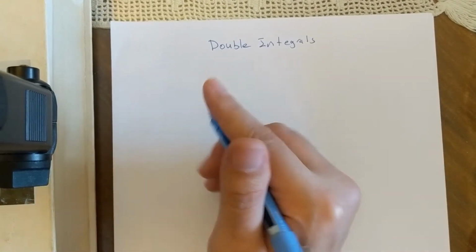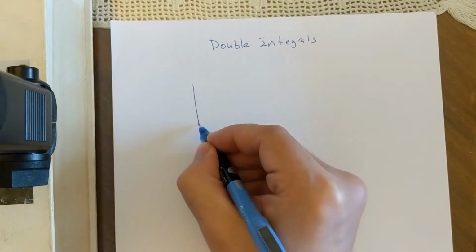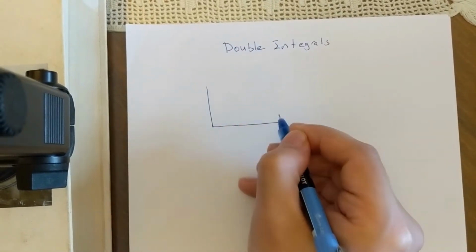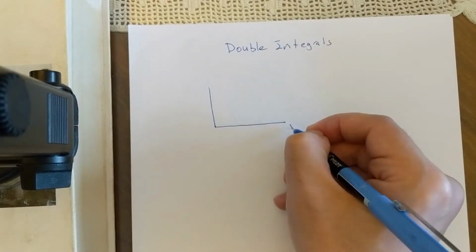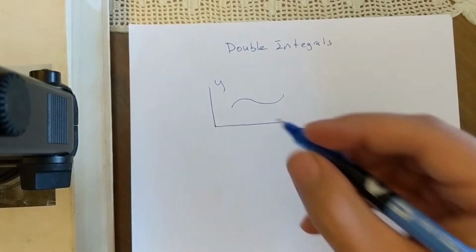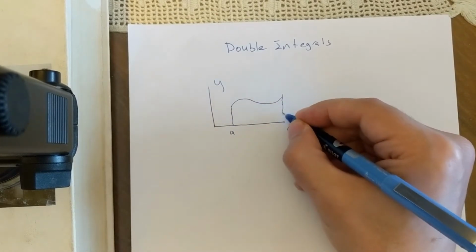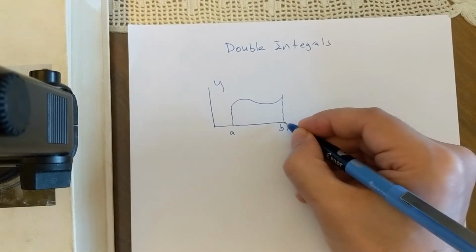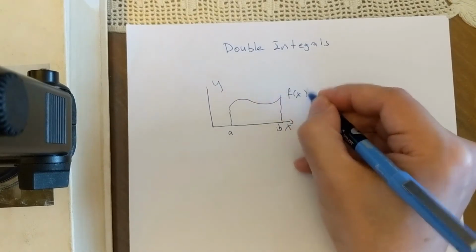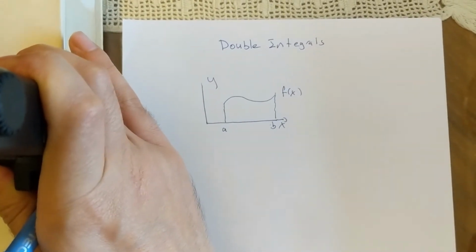So the idea here is, when we had a function of one variable, we have the x-axis, we have the y-axis, okay? And let's say we have a function f of something of this sort, okay? So let's say it's between a and b. This is the x-axis, and the function is f of x.